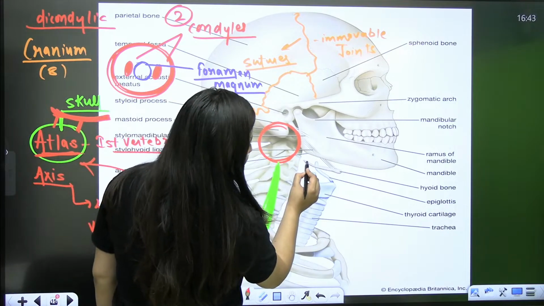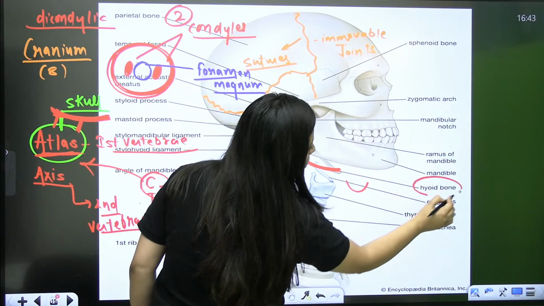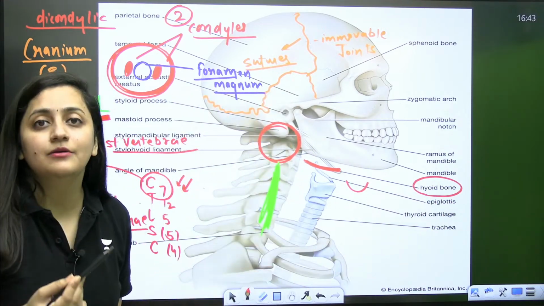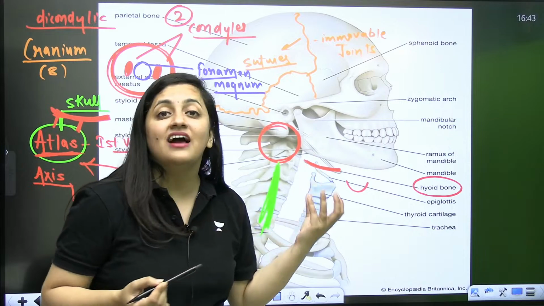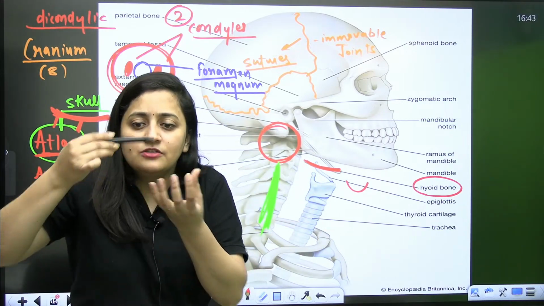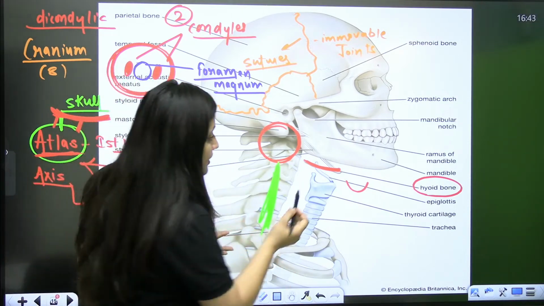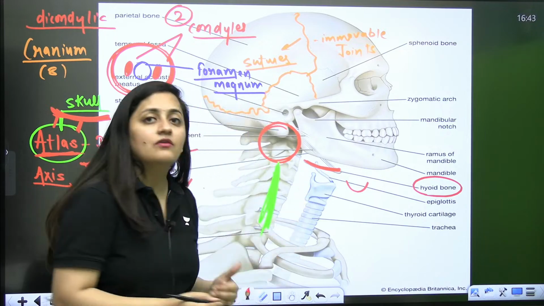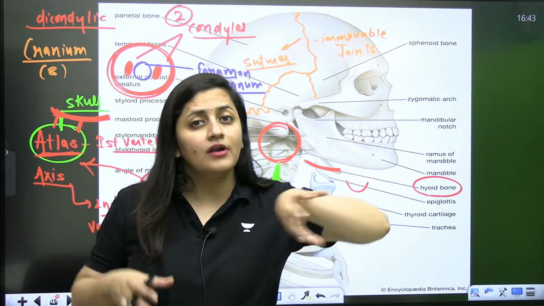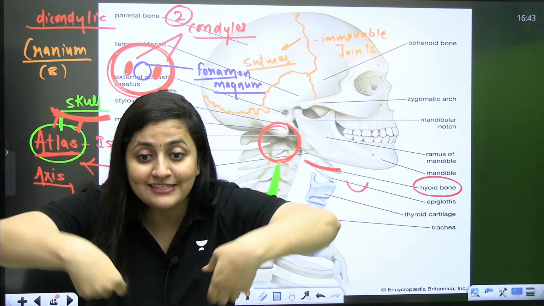And this is another interesting point. I told you about the hyoid bone. It's a kind of U-shaped bone, also known as the tongue bone. It supports the tongue and provides a space for the attachment of the muscles of the tongue. What is special about this hyoid bone? It is not articulating with any other bone directly. It is attached only with the help of ligaments.